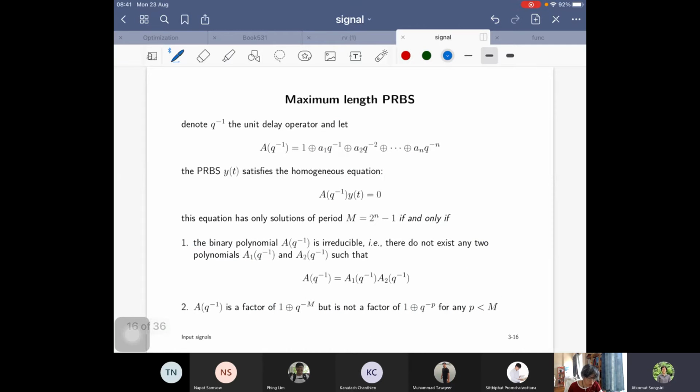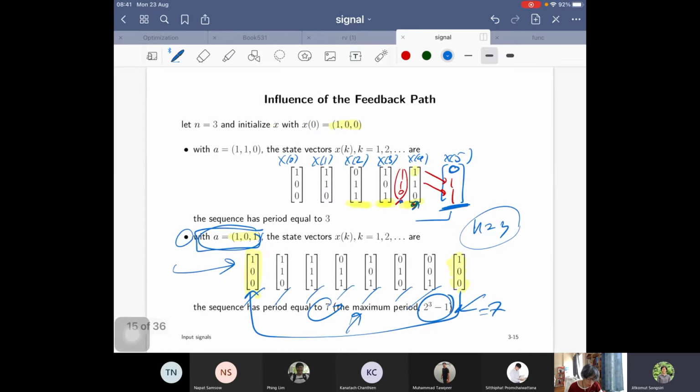Okay. So let me ask Napat, would you prefer the first or the second choice if you would like to generate a pseudo-random binary sequence? You want to have an input signal that imitates some random entries. Napat? I think choice 2. Why?